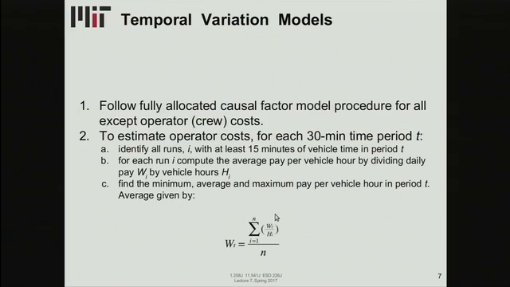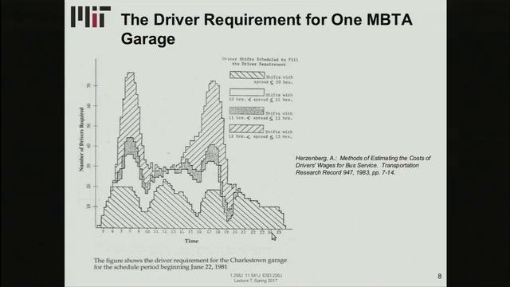What we have here is the sum over all runs in a specific period. This is the wage, the total pay for that run divided by the number of hours for that run. So we compute the average. Okay, if we look at the driver requirements for the MBTA back in 1983, the early 1980s, this is what we get. So many more drivers are required in the AM peak and the PM peak than are required off peak or early in the morning or late in the afternoon and evening.